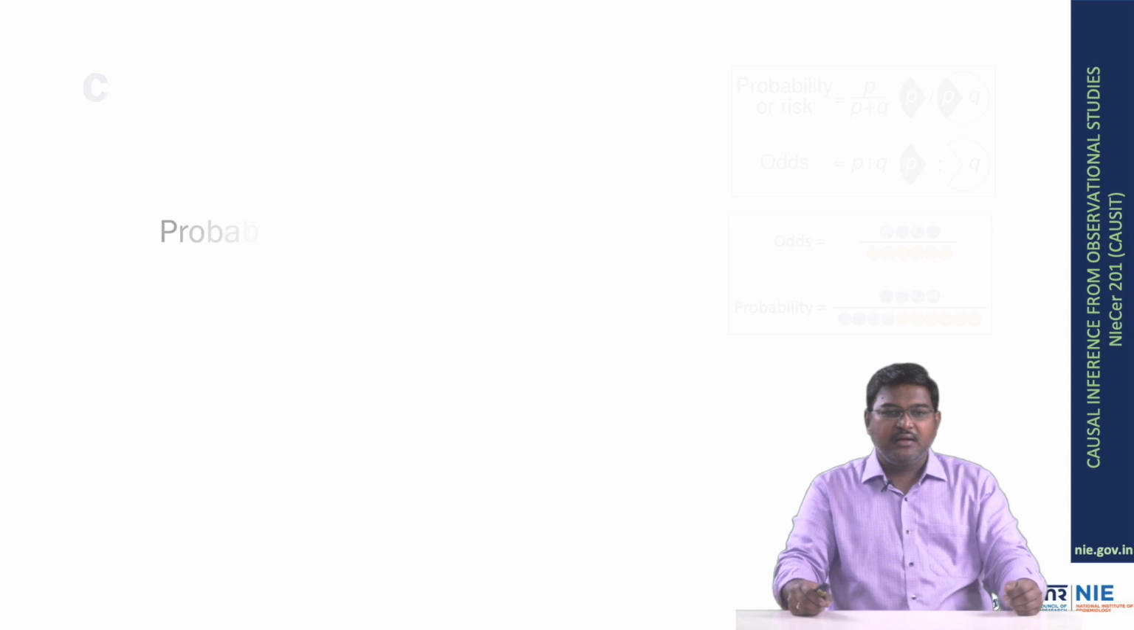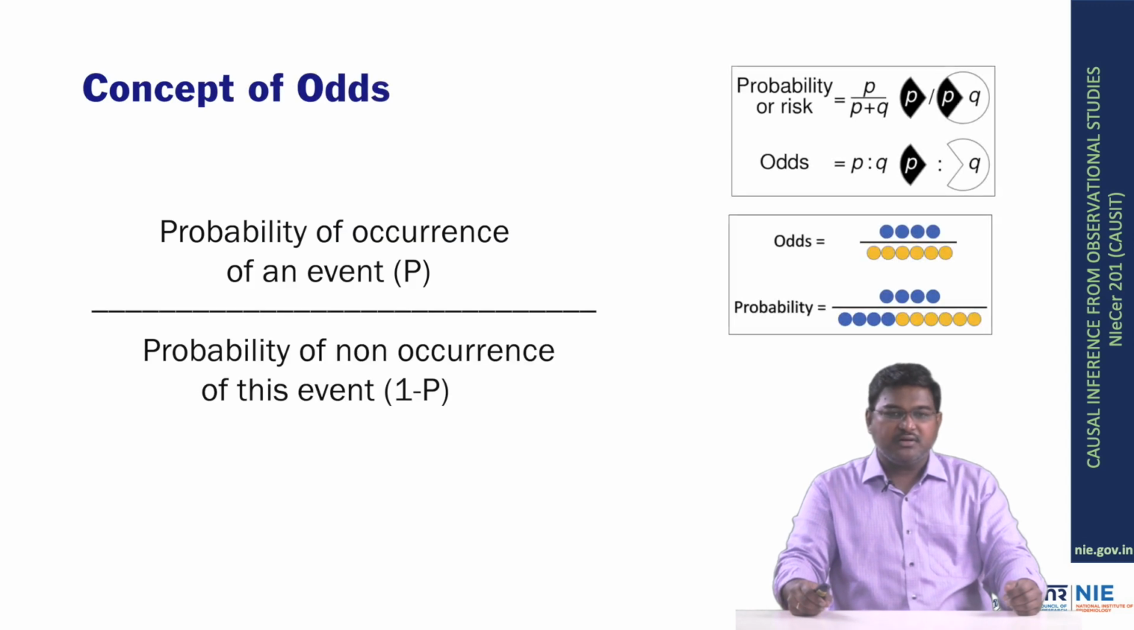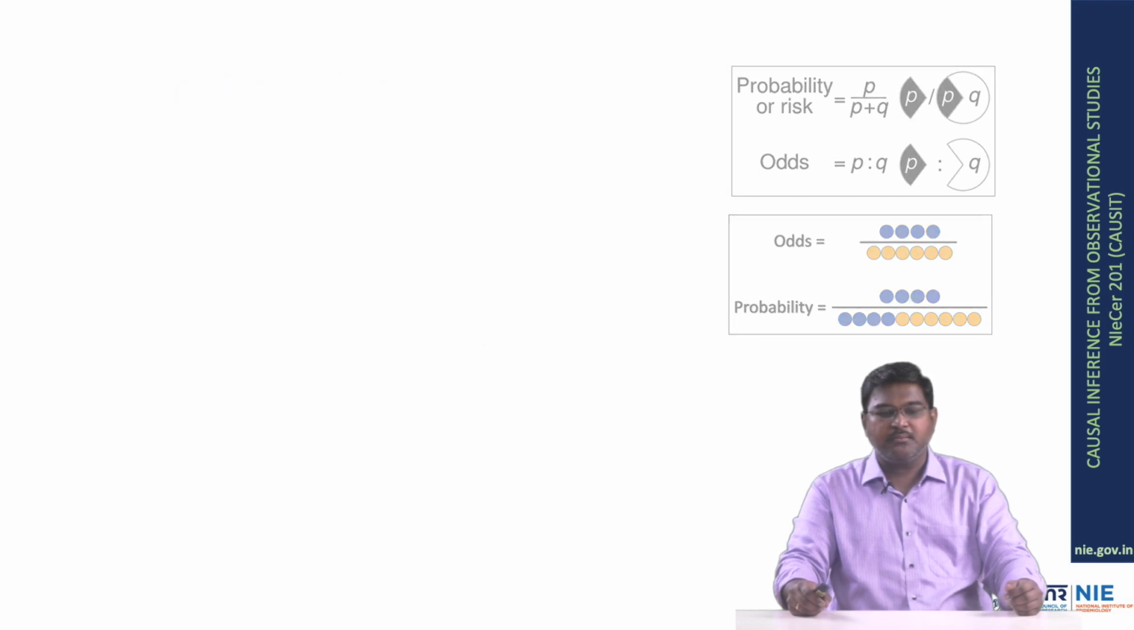Let us dwell into the concept of odds. What is odds? Odds is the ratio of the probability of occurrence of an event to the probability of non-occurrence of this event. If the probability of occurrence of an event is P, then odds is P divided by 1 minus P.